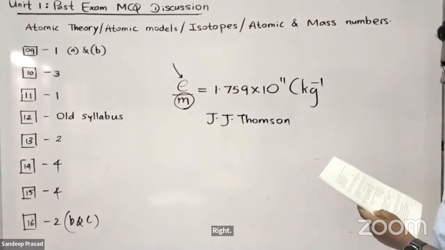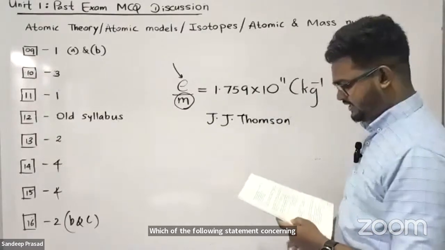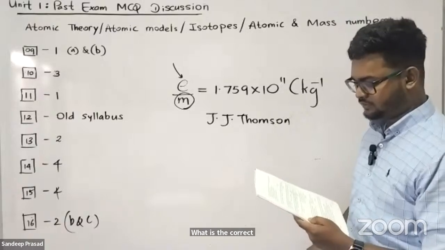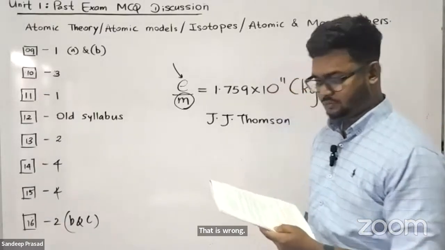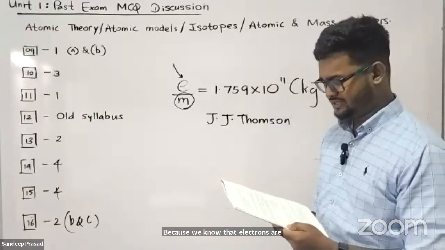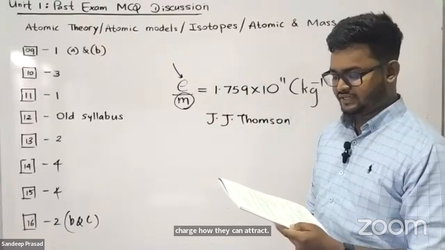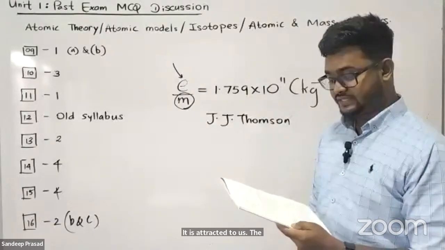Which of the following statements concerning the beam of electrons is true? What is the correct one? It is attracted towards the cathode. That is wrong, because we know that electrons are negatively charged. How can they be attracted to the cathode? That's wrong. It is attracted towards the N magnetic pole. Again, wrong.